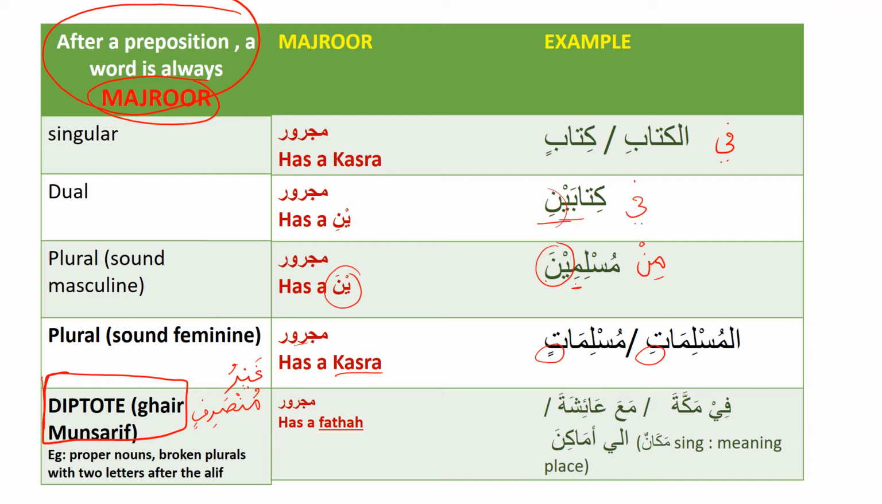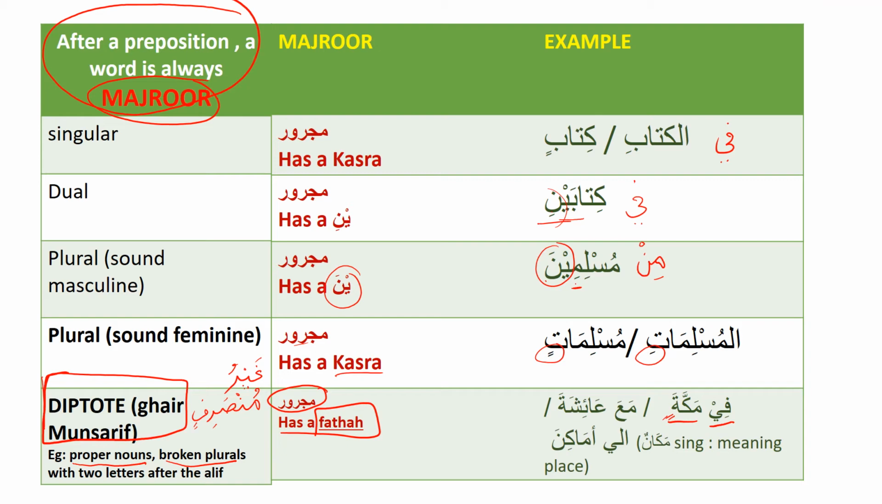Okay, and these include proper nouns and broken plurals with two letters after the alif. So it's a very specific rule. And when this diptote, or غير منصرف, is majroor, it is actually majroor with a fatha. So for example, a proper noun is, for example, Mecca. So if you say in Mecca, you're going to say fi Makkata. You're not going to say fi Makkatin or Makkati.